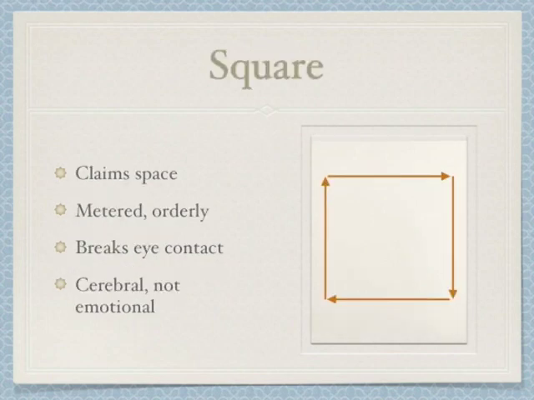The square shape is a very interesting choice too. It allows you to claim your space, but it has a very metered or orderly feeling. You will be breaking eye contact with the audience for a good portion of this shape, and it has this feeling of being very cerebral, very much about what you're thinking, not necessarily about what you're feeling.